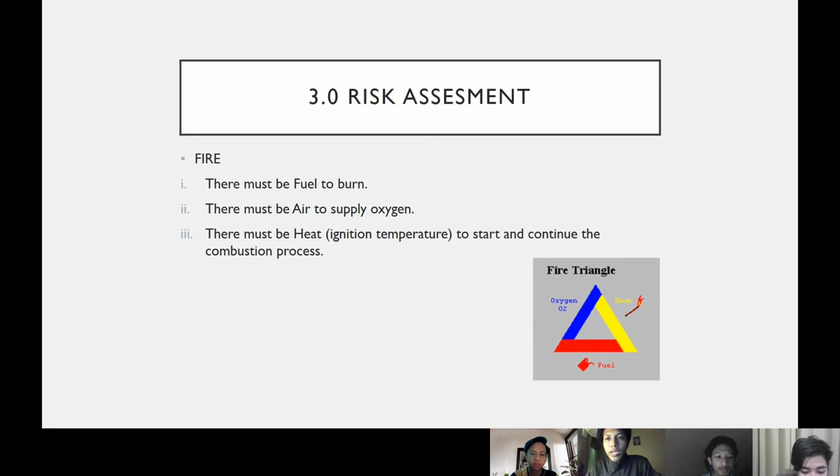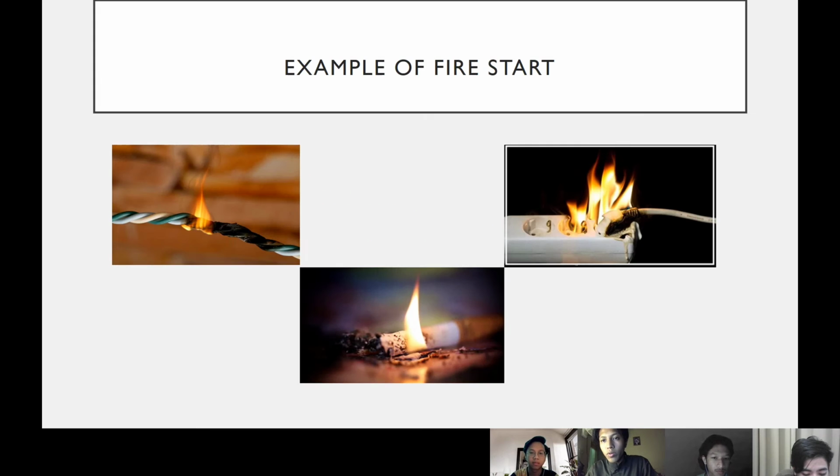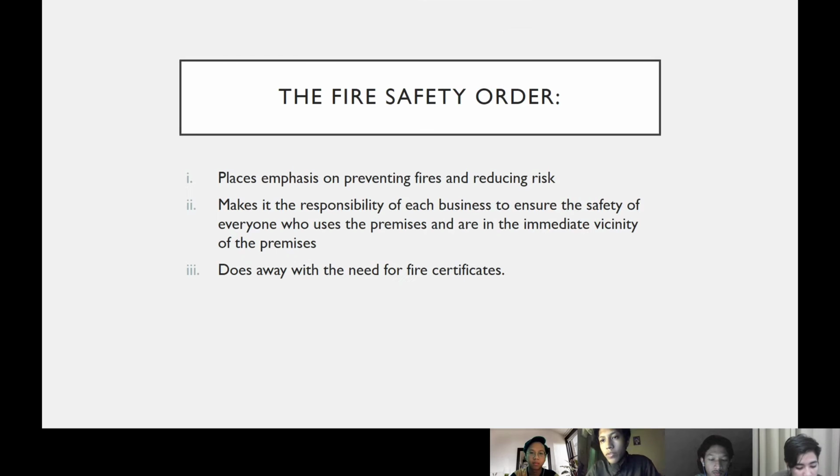Under the Fire Safety Order, business owners have a statutory duty to name a responsible person who will oversee arrangements in the premises and ensure that regular fire risk assessments are held, with a focus on the safety of all people using the premises, especially the disabled or infirm.